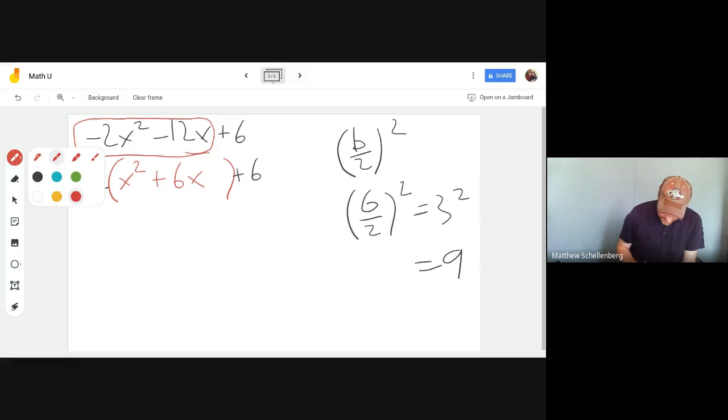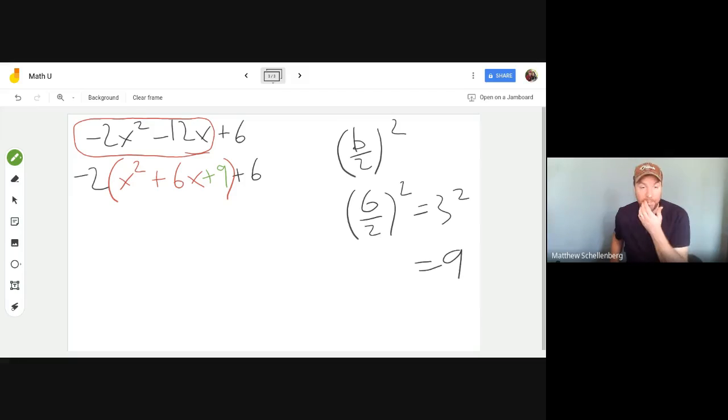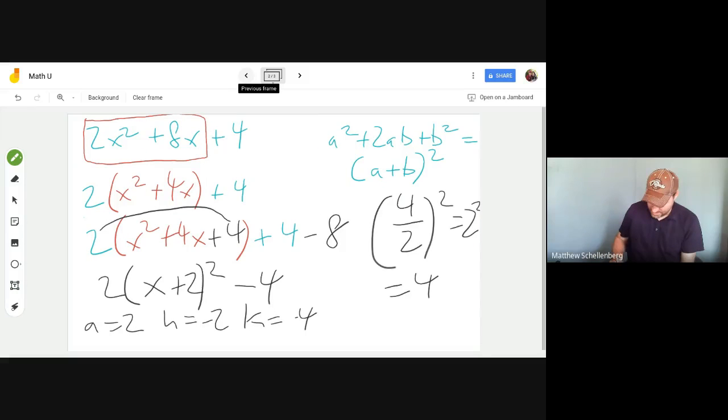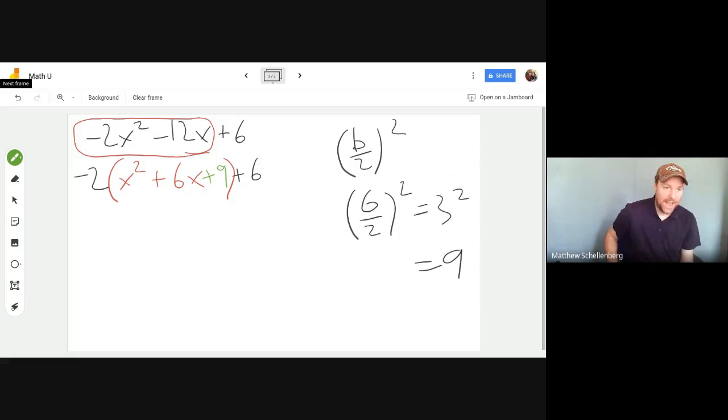Let me use a slightly different color. We need positive 9. And it's always going to be positive inside that bracket because b squared in the 2ab, remember how it's a squared plus 2ab plus b squared? It's b squared is what we're actually getting. And so because it's squared, it's always going to be a positive value. So we're going to add 9 in, but that doesn't mean it's going to end up a positive value.